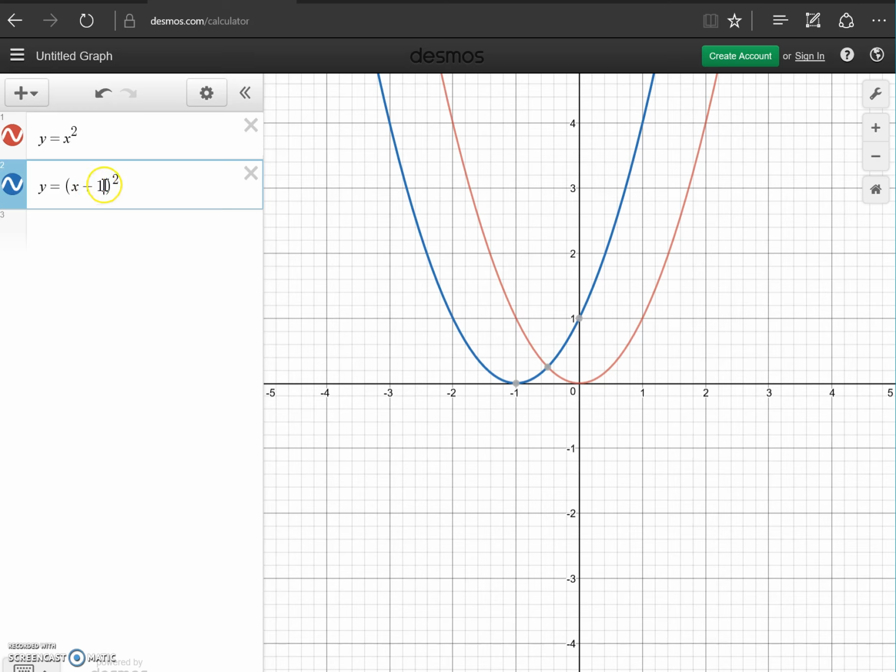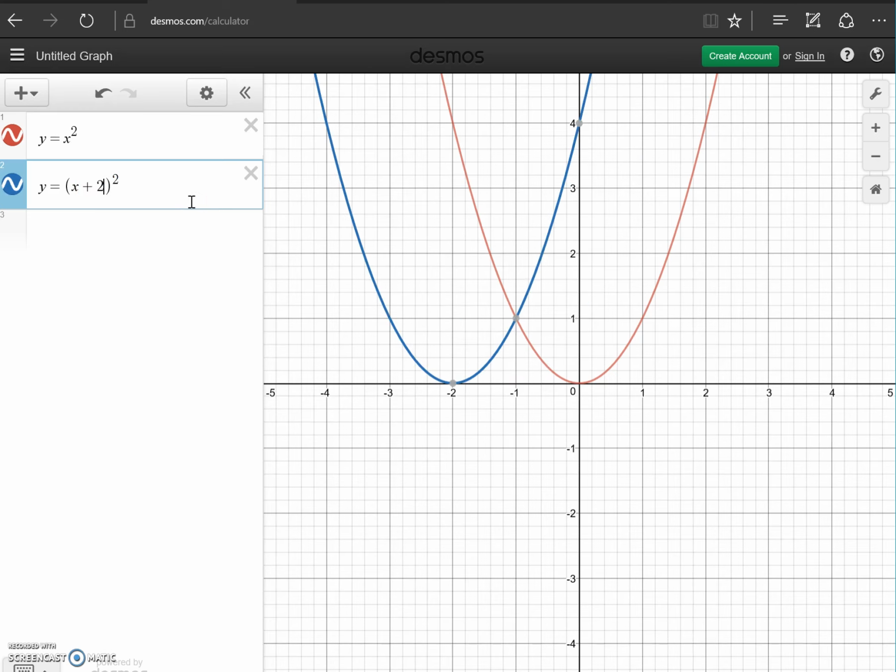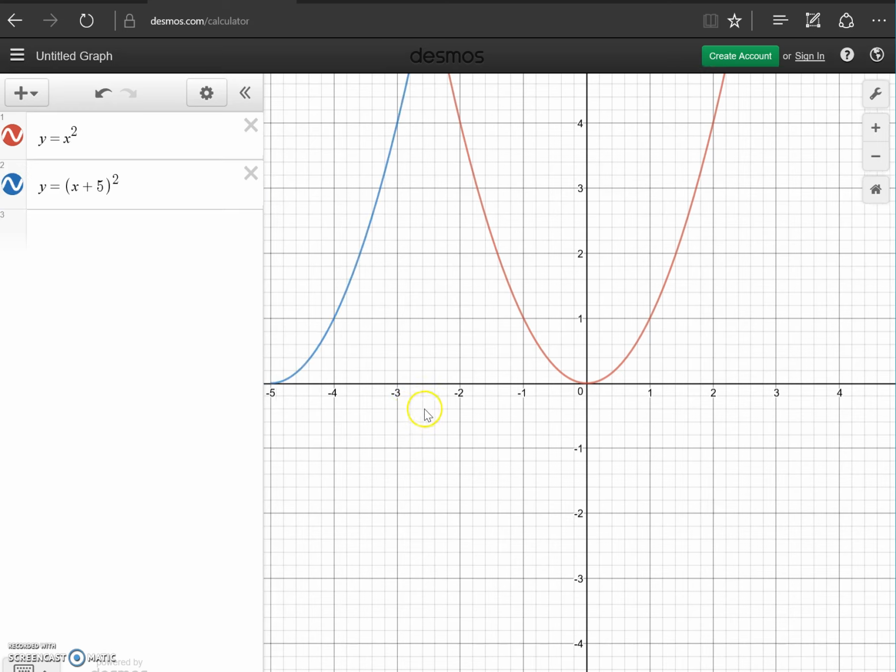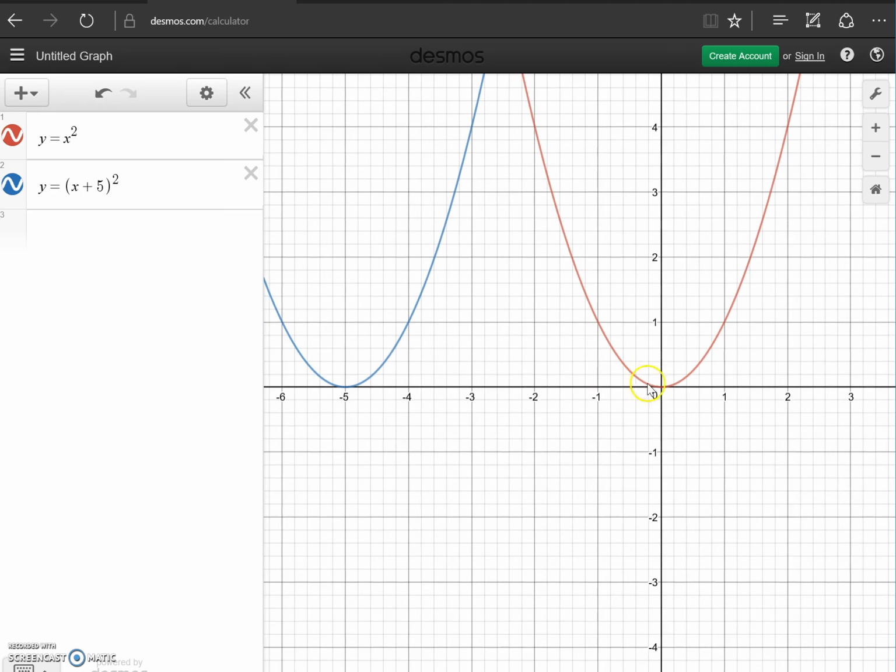Well, what if I put a positive 2? Look at that. From 0, it translated 2 units to the left, and it's a positive 2. So what do you think is going to happen if I put, let's say, a positive 5? Hopefully you're thinking that it's going to move 5 units to the left. And notice it did. In fact, it's way off the grid here. But notice that from 0, it literally translated 1, 2, 3, 4, 5 units to the left. That's interesting, considering that the number inside the parentheses is a positive 5, and it's shifting it to the left.